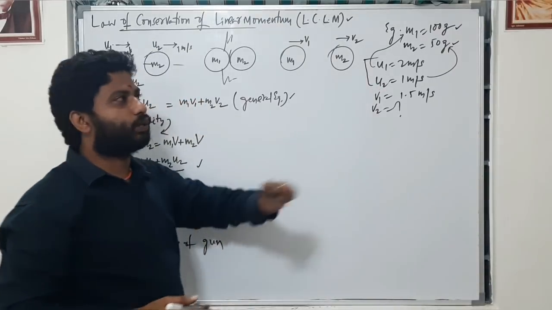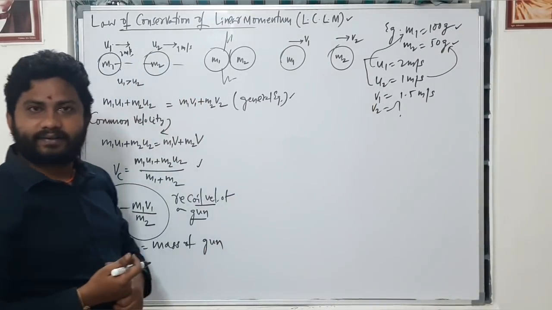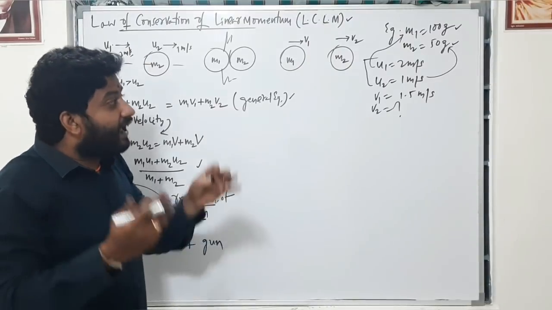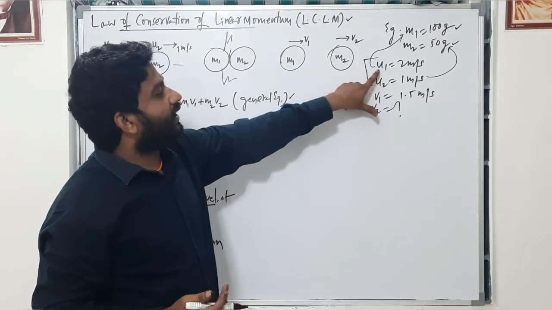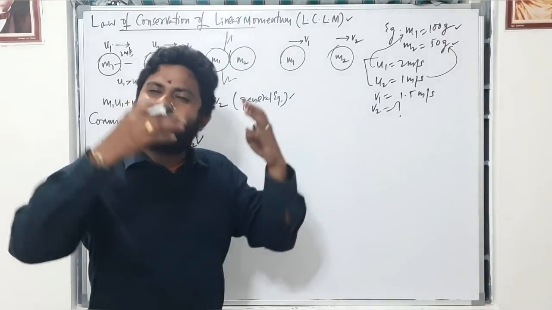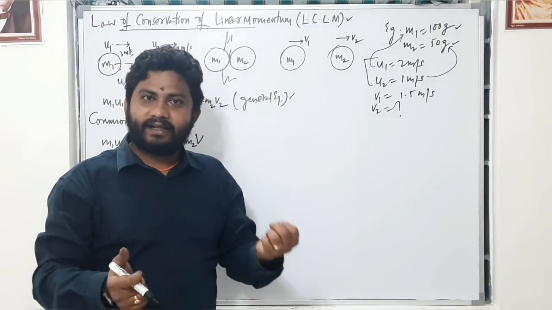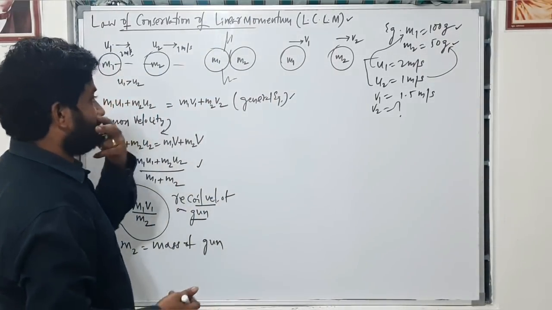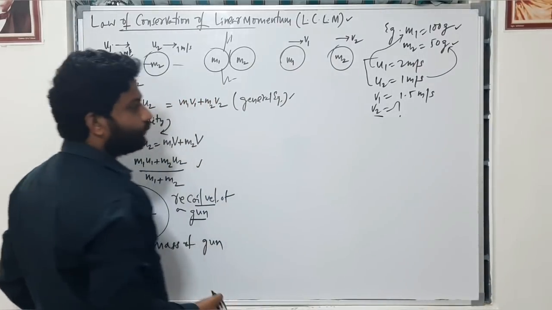U1 is greater than U2. Yes, it is satisfied. Alright? If they had mentioned that U2 is greater than U1, then definitely there won't be a collision taking place. Right? Now, let's come back to it. What is our aim? Our aim is to find V2.